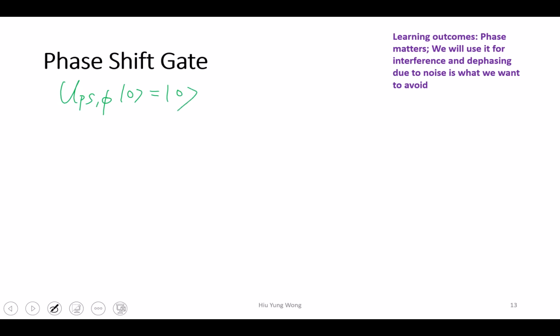What does this mean? The phase shift gate applied to 0 gives you 0. What does it mean? It means nothing will change. Zero phase shift, or it does nothing when you see the basis, right? Very good, zero phase shift means identity. However, if you apply this to 1, it becomes e to the power i phi times 1. Okay? If you are in the 1 state, I apply an extra phase shift e to the i phi to you.